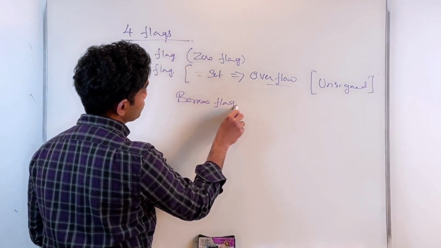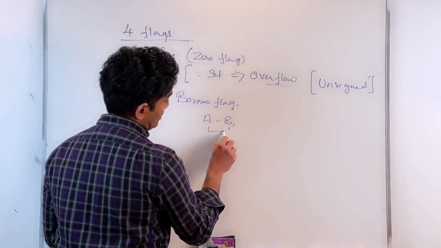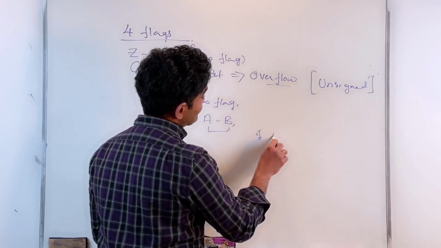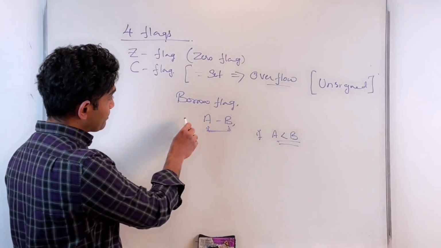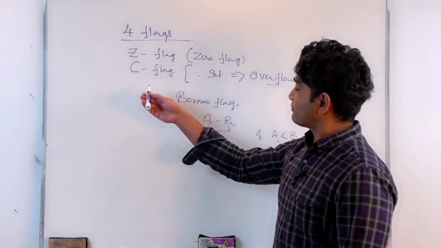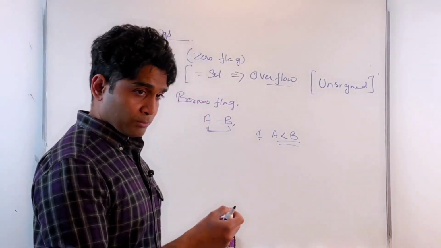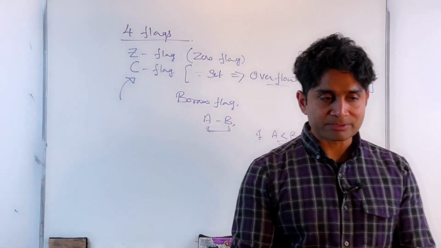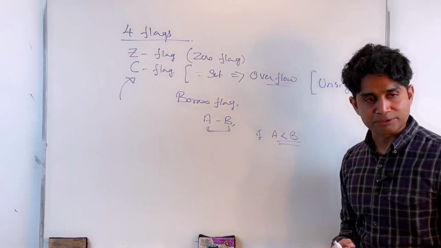This is useful when I'm comparing unsigned numbers. When I'm doing an A minus B operation, where A and B are two unsigned numbers, if A is less than B, then to perform this operation B has to borrow from an imaginary borrow. Otherwise, I'll not be able to do the subtraction. That operation is indicated by the C flag. The C flag is set every time I have to borrow from an imaginary borrow. So every time my C flag is set, when I'm working with unsigned numbers in a subtraction operation, that indicates that A is less than B, because I have to borrow from an imaginary borrow.